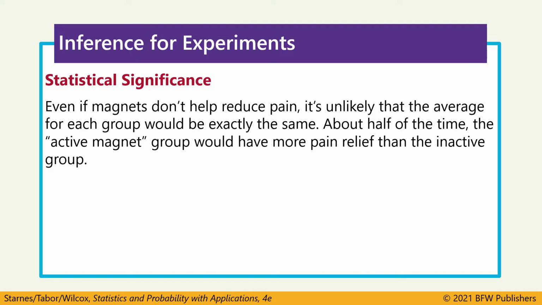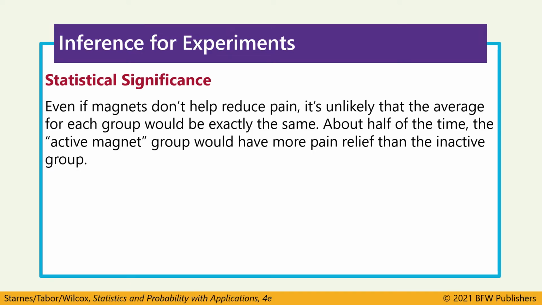So after these patients have held the magnets on their pain site for 45 minutes, we ask them to rate their pain relief. And let's take a step back for a minute and assume that these magnets do nothing. They don't help reduce pain at all. It's still really unlikely that we'll see exactly the same results in both groups. One of these groups is going to have more pain relief than the other, simply because there's variation in the amount of pain that a person experiences at any given time. In addition to that, some of them might be influenced by the placebo effect.